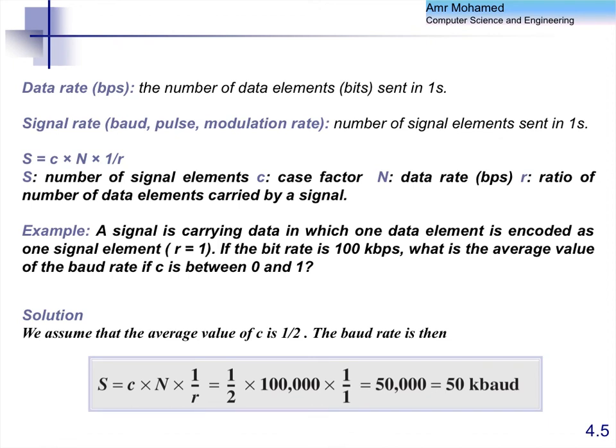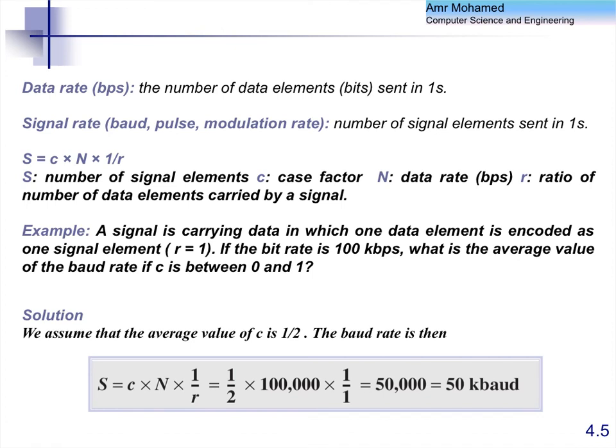So it's very important to calculate the value of R. So R is the ratio between the number of data elements and the number of signal elements. So as an example, if the bit rate is 100 kilobits per second, so this is the bit rate. What is the average value of the baud rate? Okay, if C is between 0 and 1. Yes, we know that the worst case C is 1. In the best case C is 0. So we select something in between, which is 1/2, and typically this is the value.